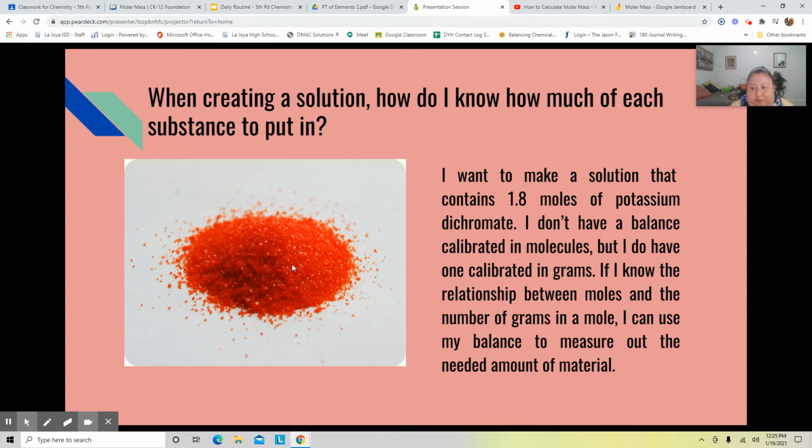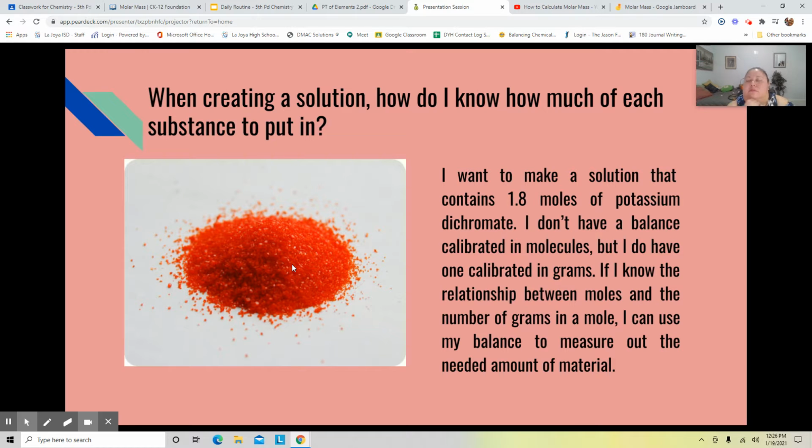I want to make a solution that contains 1.8 moles of potassium dichromate. I don't have a balance calibrated in molecules, but I do have one calibrated in grams. If I know the relationship between moles and the number of grams in a mole, I can use my balance to rule out the needed amount of material. Thank you, Alexia. Excellent reading skills.